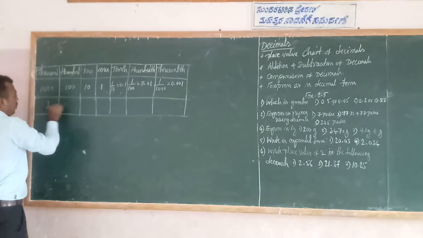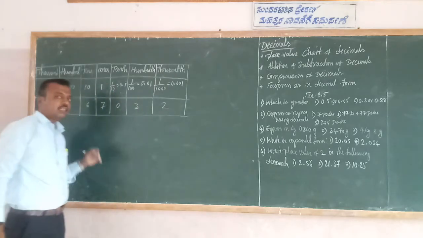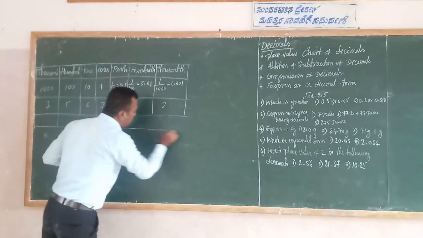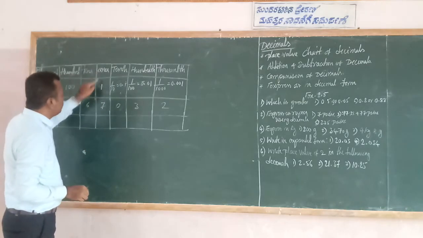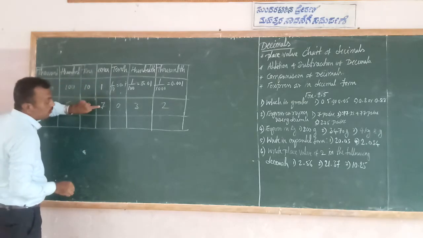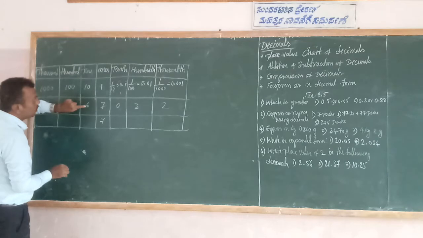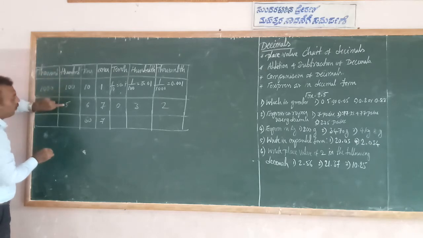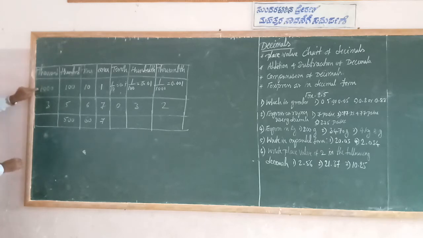Suppose a number like 3, 5, 6, 7, 0, 3, 2 is given in the decimal chapter. We have to write the place value of every digit. First, the value of the ones place is 1, so the value of 7 is 7 into 1, 7. Next, the tens place value is 10, so the value of 6 in the tens place is 6 into 10, 60. Then the hundreds place value is 100, so the value of 5 in the hundreds place is 500. The value of 3 in the thousands place is 3000.